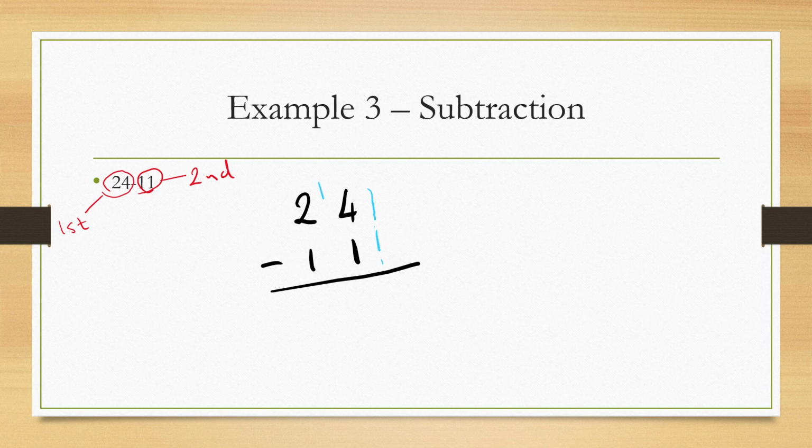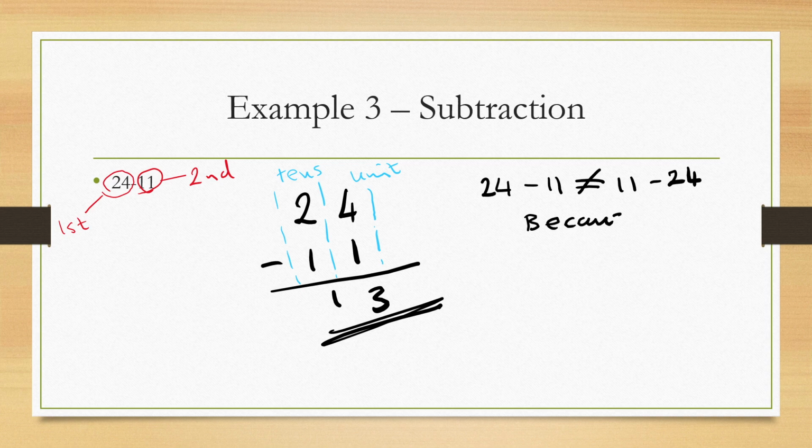Now you draw the units and tens columns. You didn't have to draw them, I drew them to make it easy for you to understand and see. So you start from the units column and do 4 minus 1. 4 minus 1 is 3. Then you move over to the tens column, and 2 minus 1 is 1. So the answer is 13. So this is what you do.